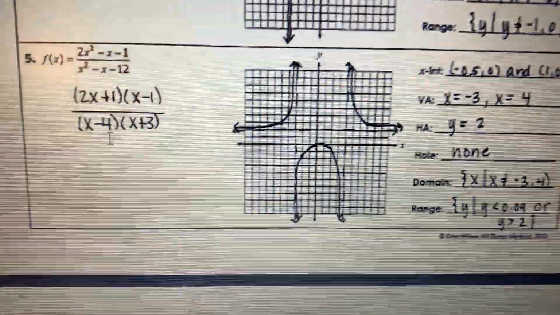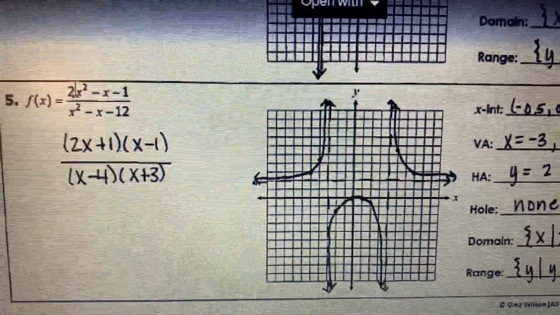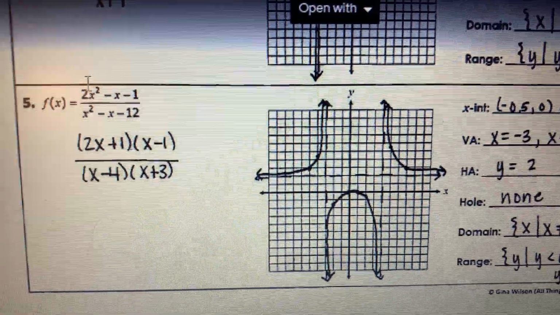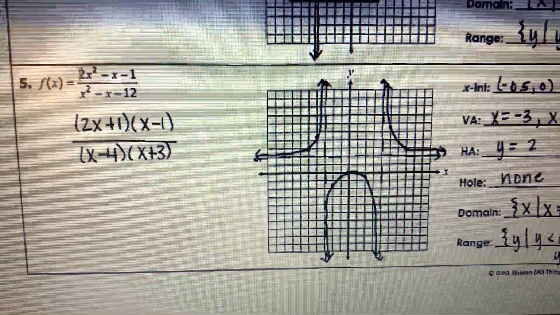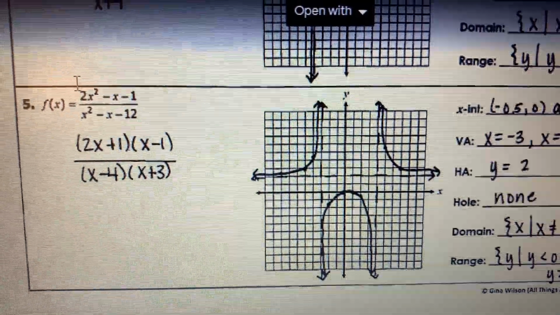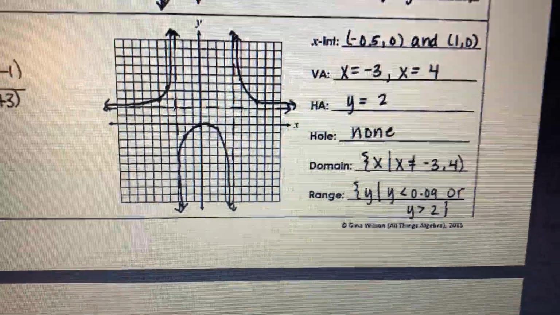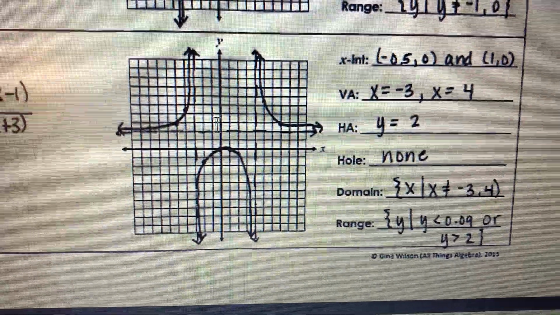Oh, let's talk horizontal asymptote. Looks like they have the equal degree, right? So when the degrees are equal, you look at the lead coefficient. So here the lead coefficient is 2, and here it's 1. So y equals 2 over 1. Your asymptote is 2 over 1, which is 2. And that's why here we have our horizontal asymptote.